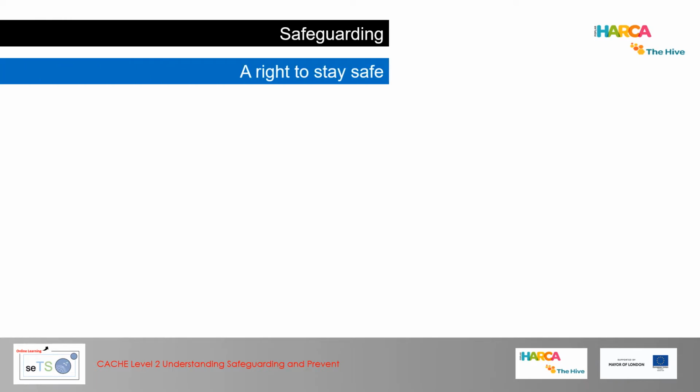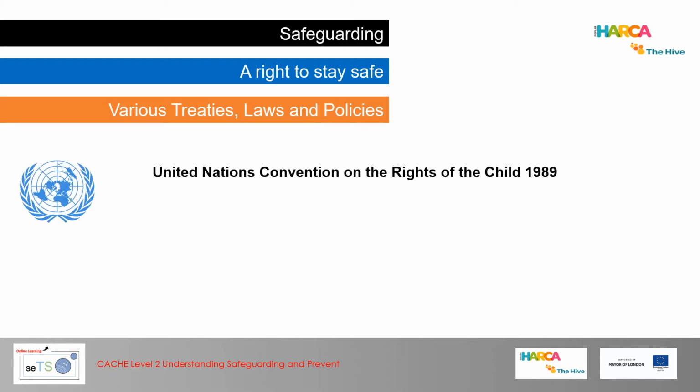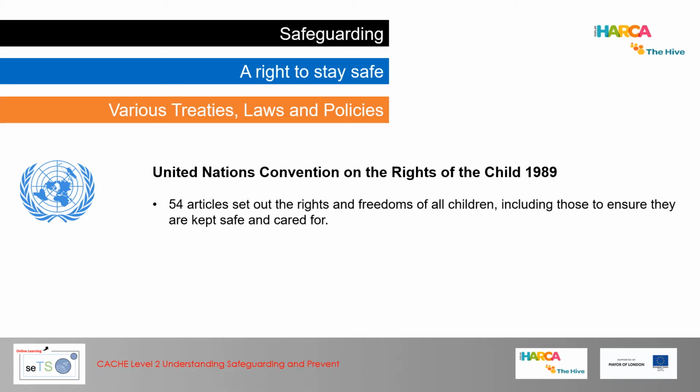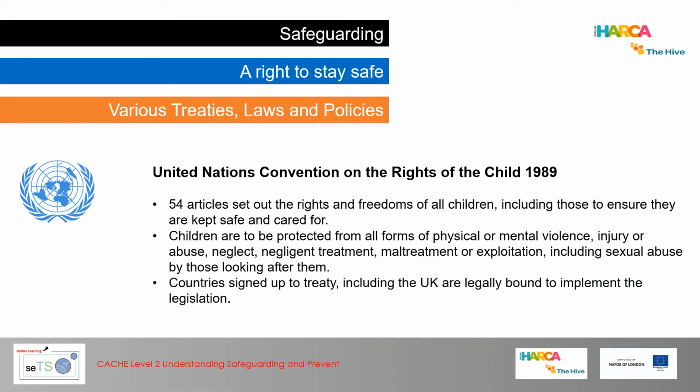A right to stay safe. Various treaties, laws and policies. The United Nations Convention on the Rights of the Child 1989, with 54 articles, sets out the rights and freedoms of all children, including those to ensure that they are kept safe and cared for, and children are to be protected from all forms of physical or mental violence, injury or abuse, neglect, negligent treatment, maltreatment or exploitation, including sexual abuse by those looking after them. Countries signed up to the treaty, including the UK, are legally bound to implement the legislation.